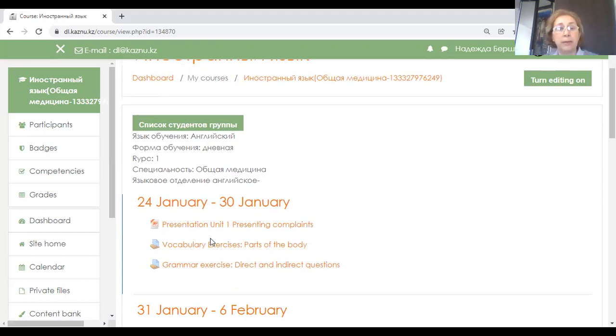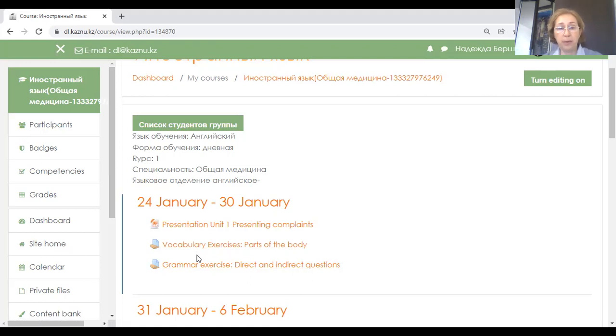The first folder is just a file. This is the PowerPoint presentation, which we have just discussed about Unit 1, presenting complaints. You may download this presentation to your computer and revise it if you need. And there are 2 more folders there. They are practical, just home assignment for you.